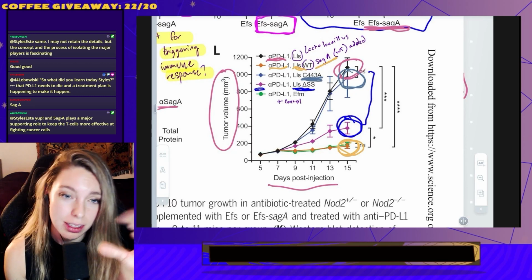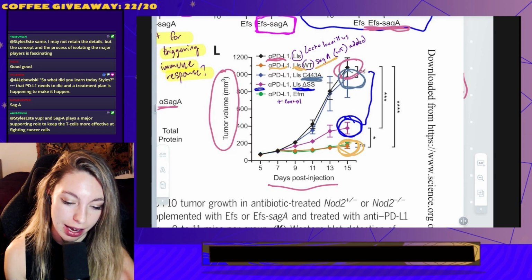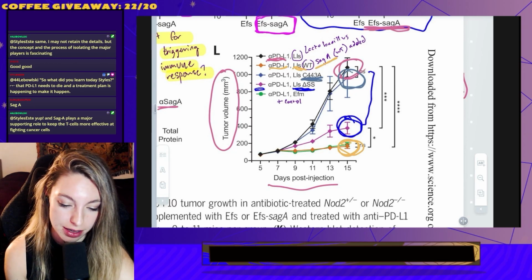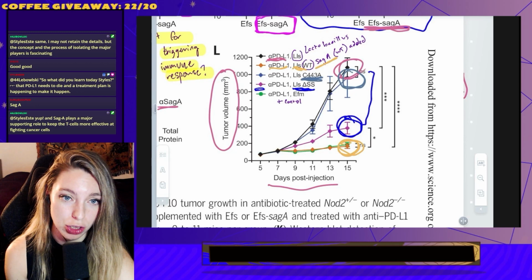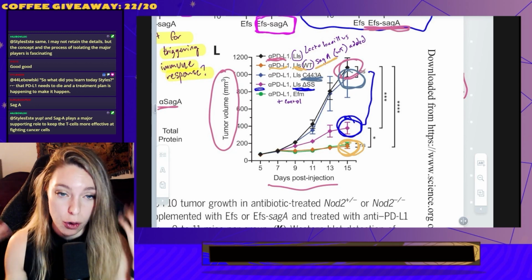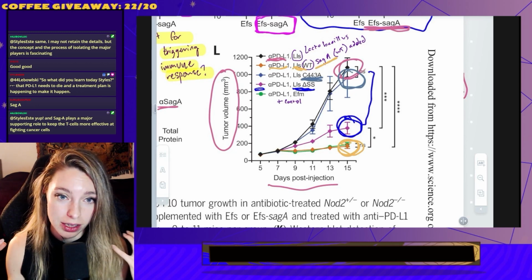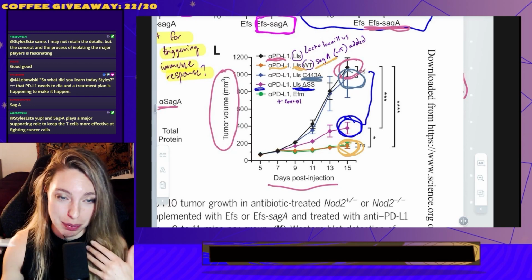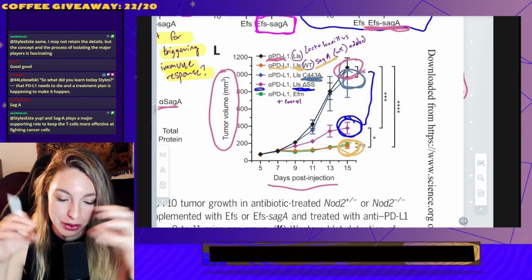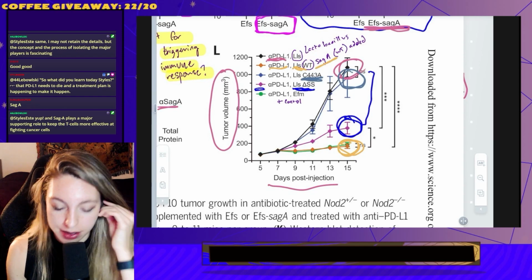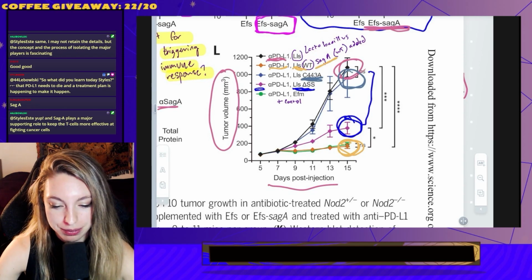So you can see that basically this tells us that SagA does not need to be secreted to still elicit an anti-tumor response. So it can cleave its own bacteria's cell wall, the bacteria that's making it, and that's enough to make little peptides that then go out and activate the immune system.